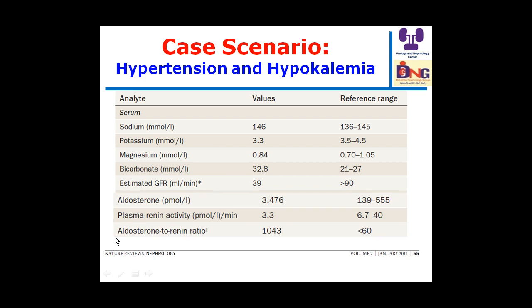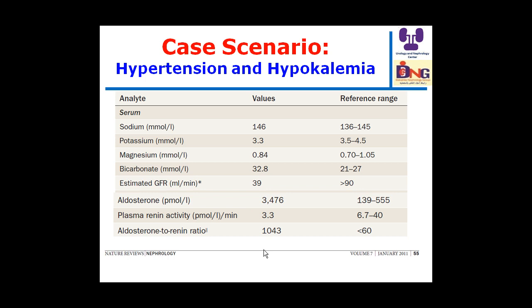And this is the aldosterone, renin activity, and aldosterone to renin ratio. What do you see? Aldosterone is very high. The normal range is between 9 and 555 becquerel per liter, and here it is 3000. So it is very high aldosterone, and renin is suppressed. So it is primary aldosteronism, a case of primary aldosteronism.